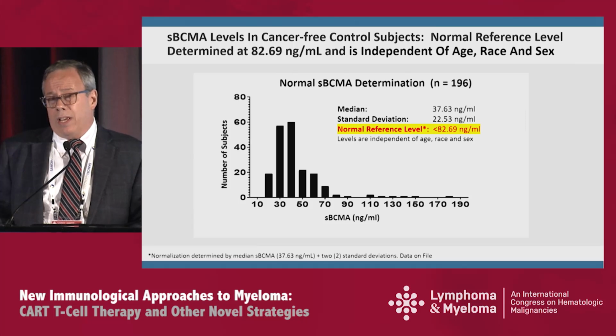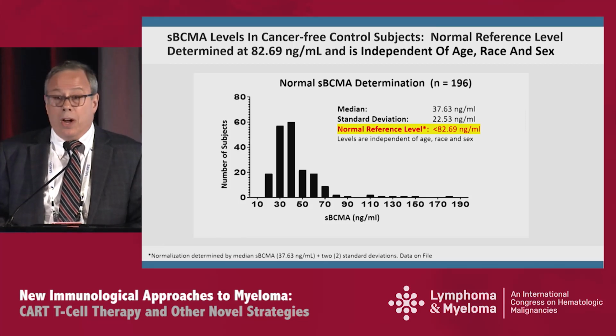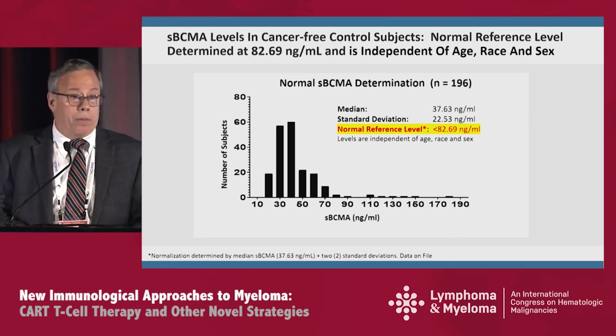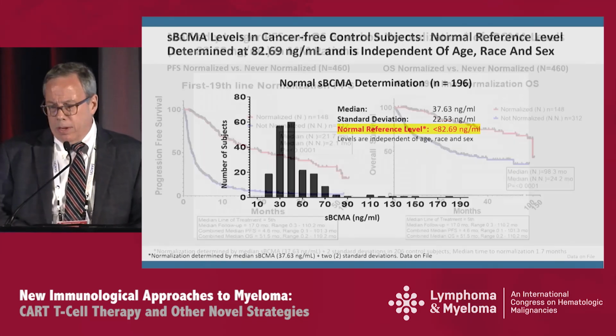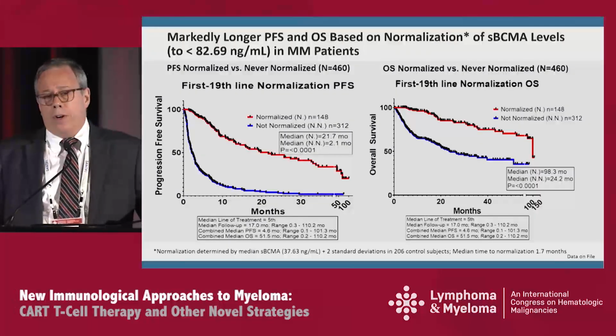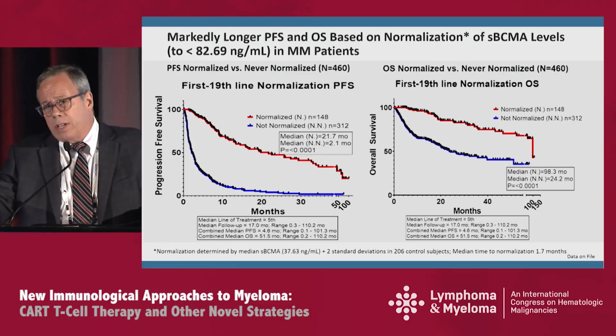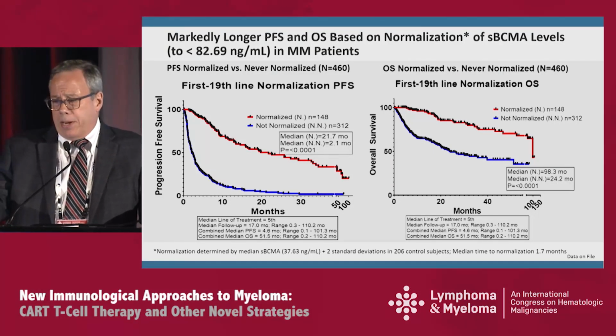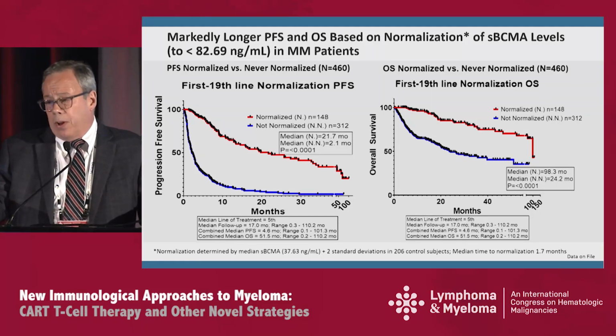So we wanted to see if patients who normalize, who did not start out normal, did that actually predict outcomes, both PFS and OS? So we've done that on 460 patients, 460 treatments among about 200 patients. And what you note on the left-hand side, these are patients both in frontline through 19th line of therapy. Median number of lines was 5.